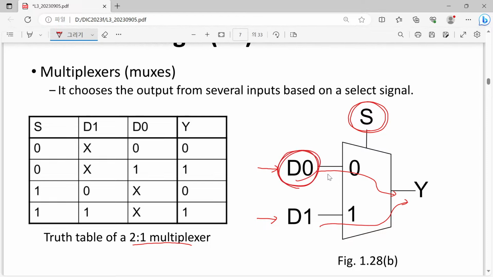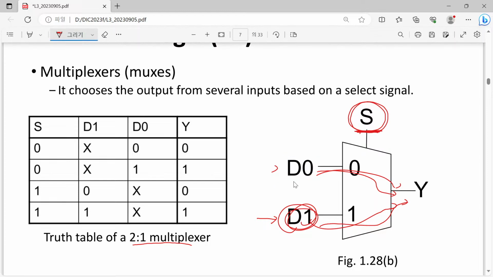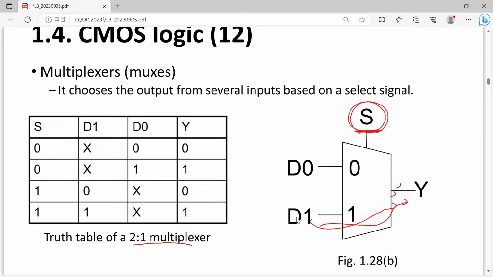Oh, I want to go there. Or, oh, I want to go there. There are two candidates, and this is the signal. Yes, select one of them. Then how can we implement this logical function using our digital circuit? Okay, but before talking about that one, let's just repeat it.